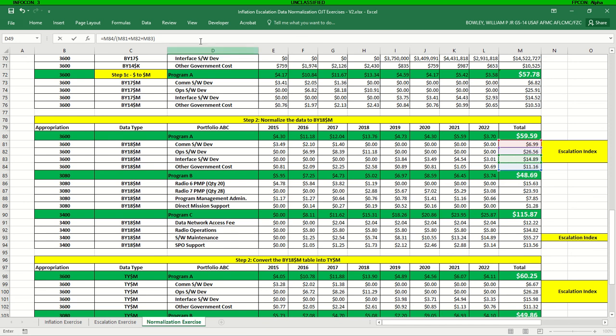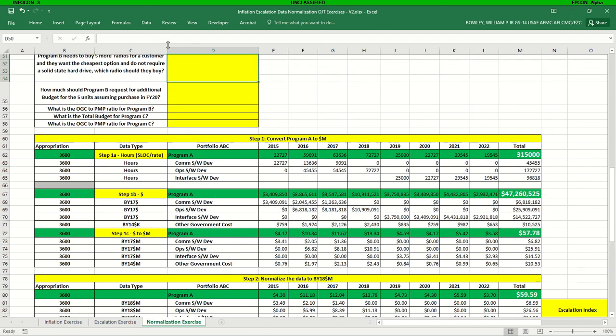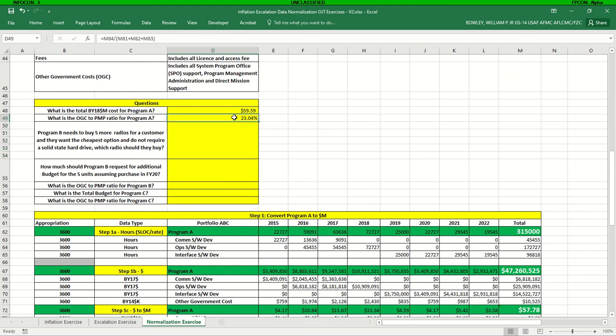And just a simple equation can do that for this. And this gives us our ratio here, 23%. So that's to say that our other government costs are 23% of the prime mission product.